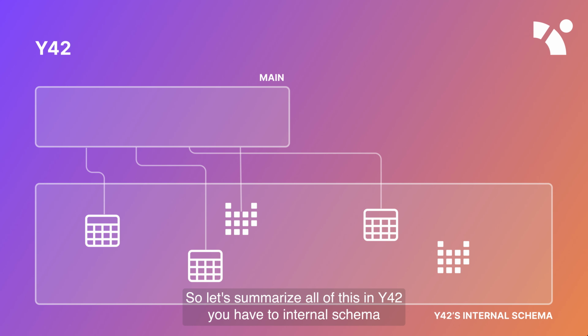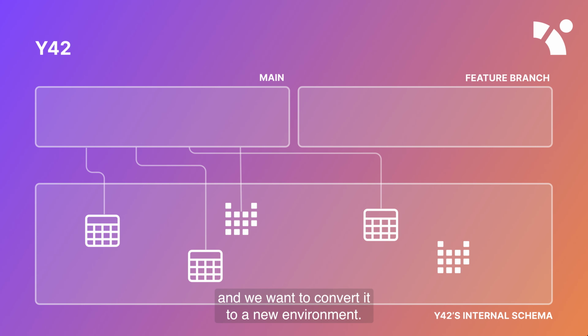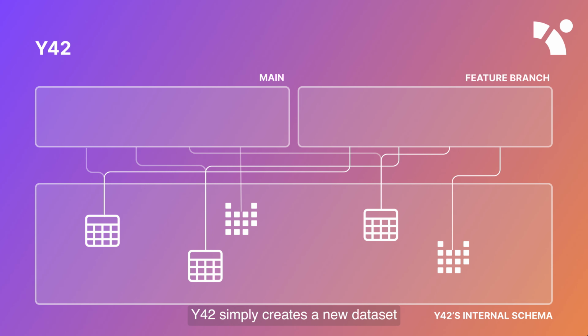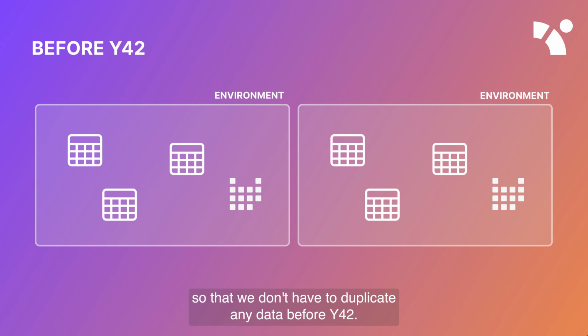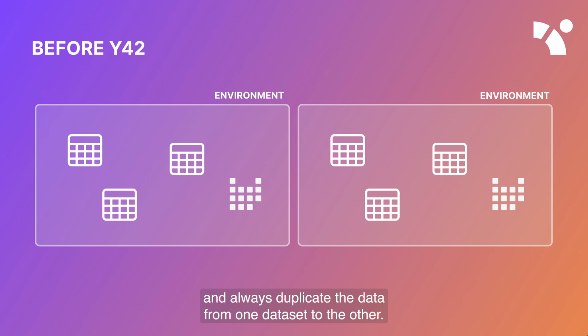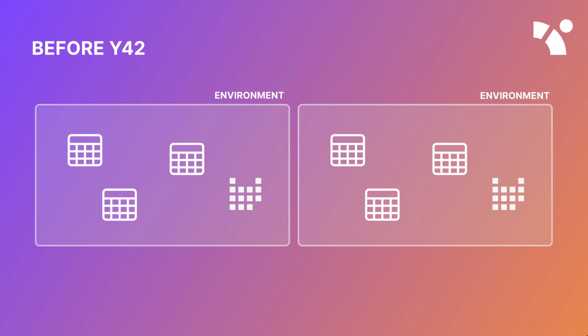So let's summarize all of this. In Y42, you have the internal schema where our main branch is always pointing to. And let's say we want to create a new feature. So therefore, we create a new feature branch and we want to convert it to a new environment. How can we do that? Y42 simply creates a new dataset that points to the internal schema again so that we don't have to duplicate any data. Before Y42, you would have to create multiple datasets and always duplicate the data from one dataset to the other.